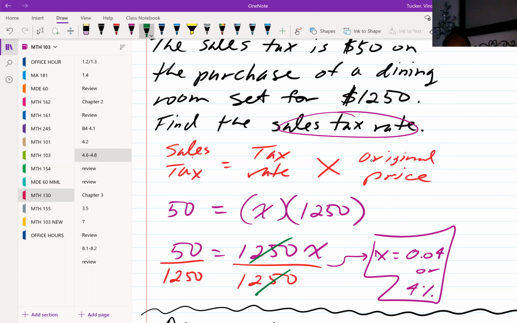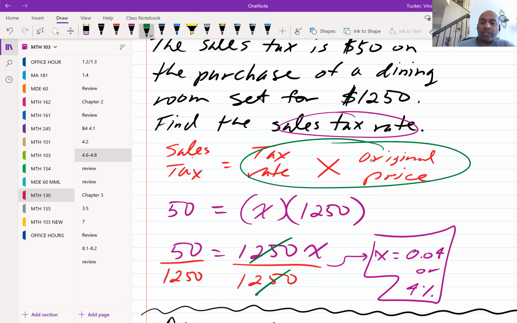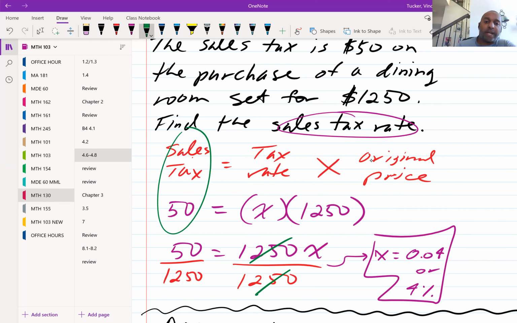I've got a question. You say if it says find the tax rate, we end up dividing, but in the first one, you multiply. What I'm trying to figure out is how do we know when to divide? Well, it depends on the setup. In the other one, they gave us the tax rate and the original price. There was no dividing needed because I was just multiplying those two numbers together. This time they gave us the sales tax and the original price, and the tax rate was the piece that was missing.